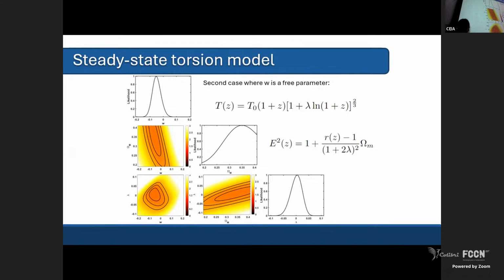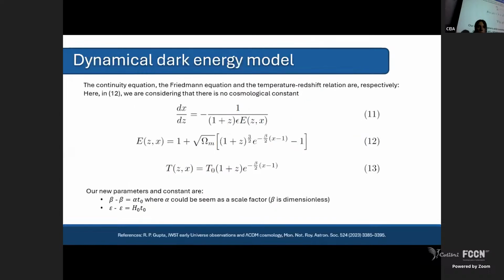We can now see a different model. This is the dynamical dark energy model. This is a phenomenological model in the sense that it's not derived from an action. It stems from the possibility of a time-varying light velocity. This is a particular type, so that's it.